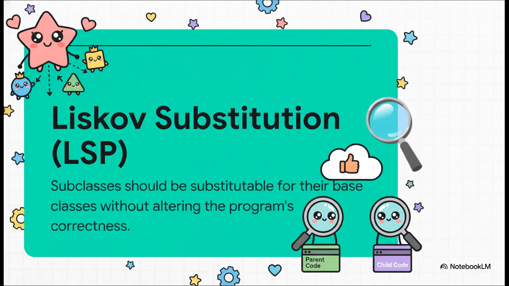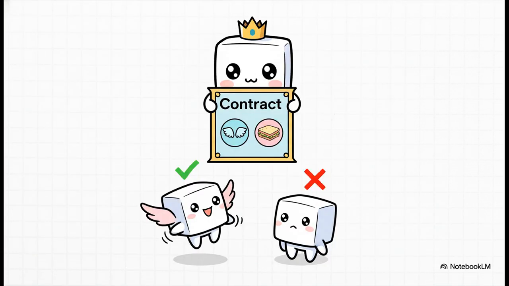The formal definition here says that subclasses should be substitutable for their base classes without messing things up. In other words, if you have a piece of code that expects a parent class, you should be able to hand it any of that parent's child classes and it should still work perfectly. No surprises. So here's the absolute heart of the matter. A child class must honor the contract, the promises made by its parent. If the parent class promises it can perform a certain action, then every single one of its children must also be able to perform that same action, no exceptions.